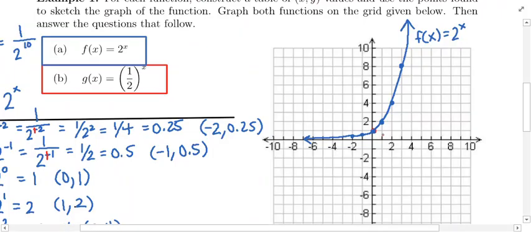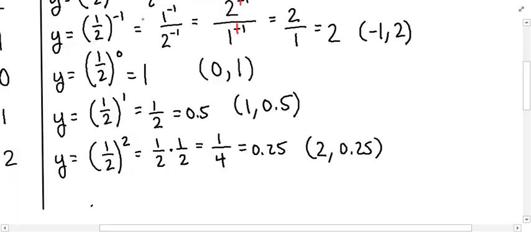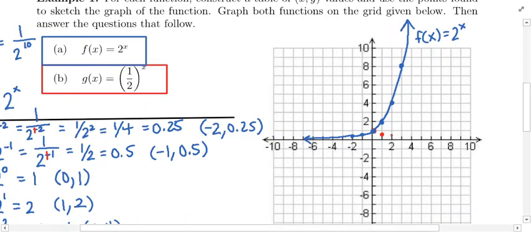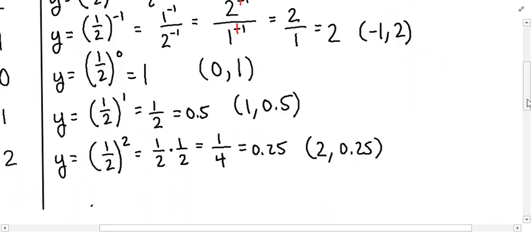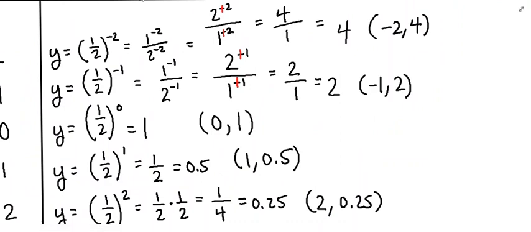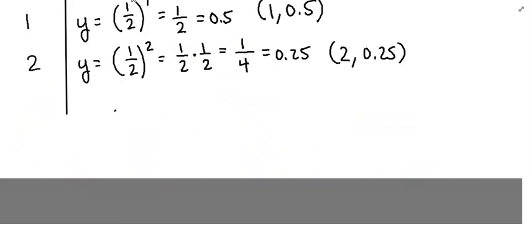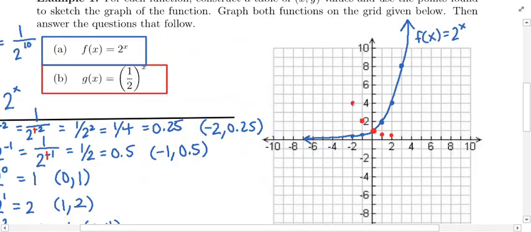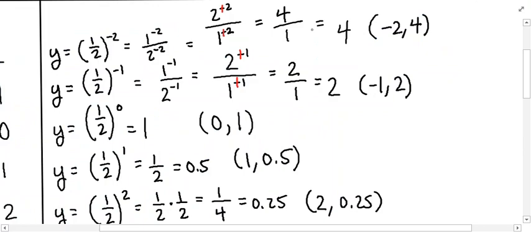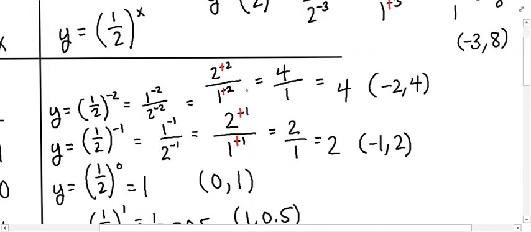Okay, and then we go through 1, 0.5. So if x is 1, the y value is 0.5. And then we go through 2, 0.25. That's going to be right here. And then we go through negative 1, 2. Okay, so that's going to be right here. And then negative 2, 4, which is right here. And then lastly, negative 3, 8.